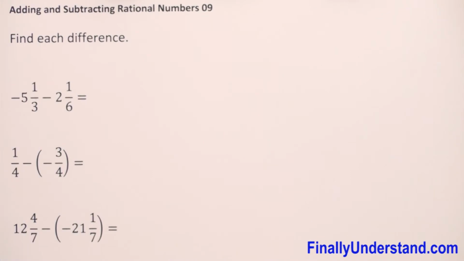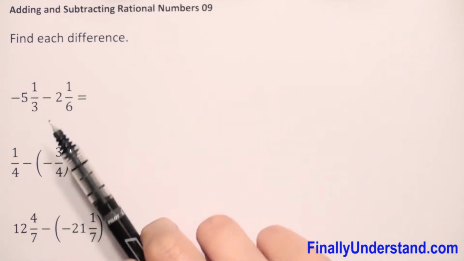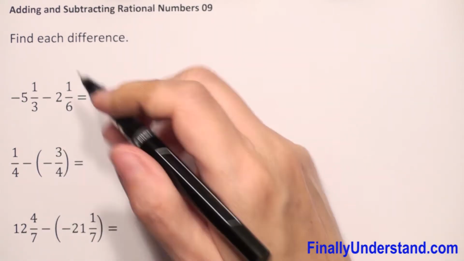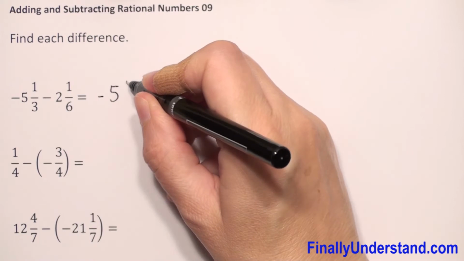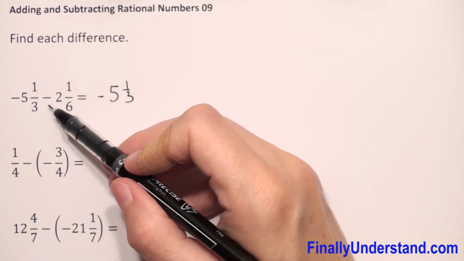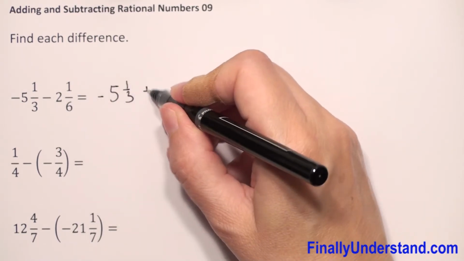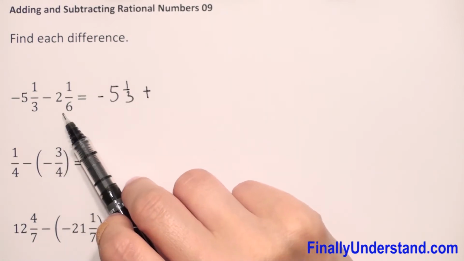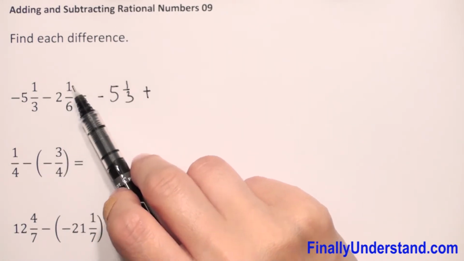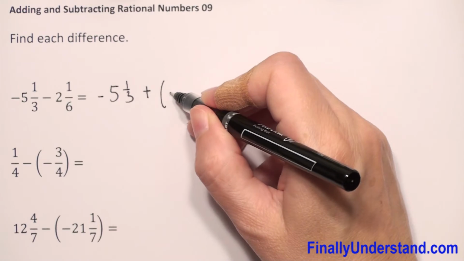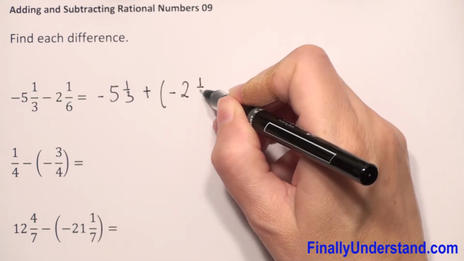We have to find the difference. We use the same rule like for subtracting integers. We have rational numbers here, fractions. So first we copy the first number, 5 and 1 over 3. We change subtraction to addition of the opposite number. The opposite of 2 and 1 over 6 is negative 2 and 1 over 6.